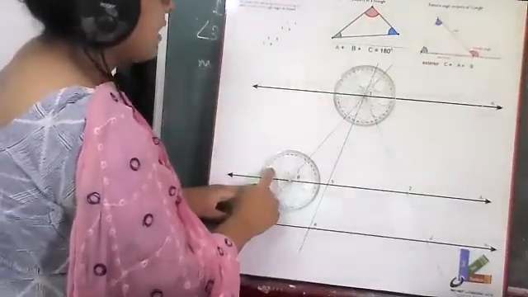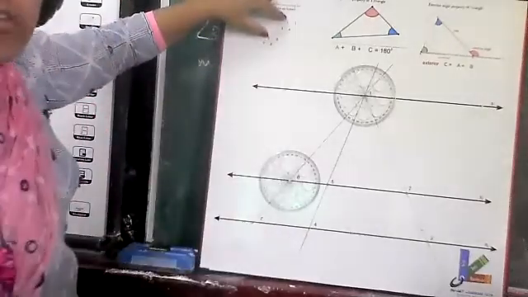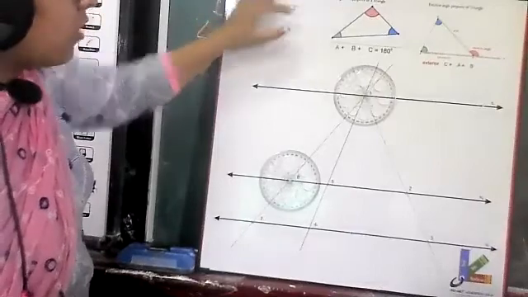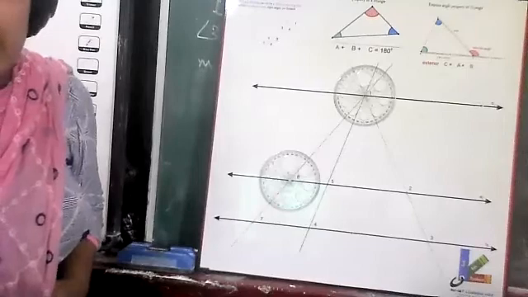So in this case, we have measured that angle 2 and angle 6 are a pair of corresponding angles. Similarly, we can measure 3 and 7, 1 and 5, and 4 and 8 as the remaining pairs of corresponding angles.